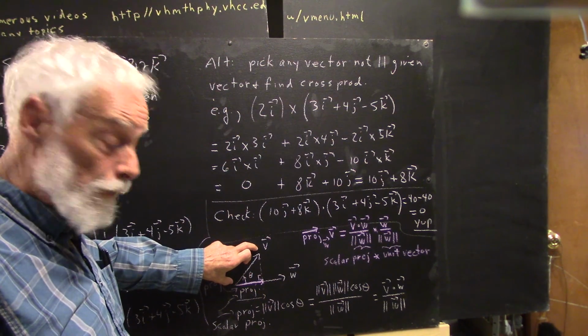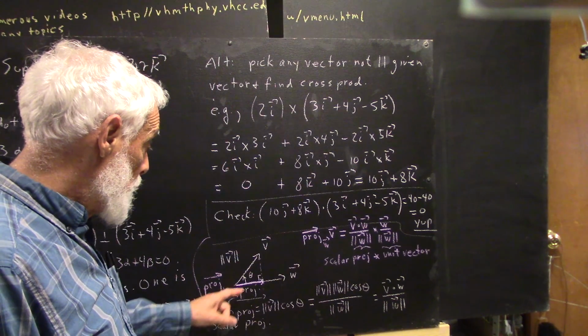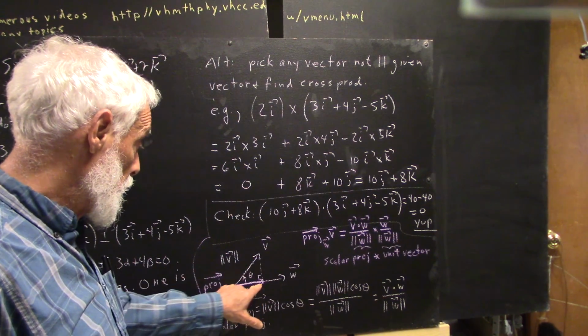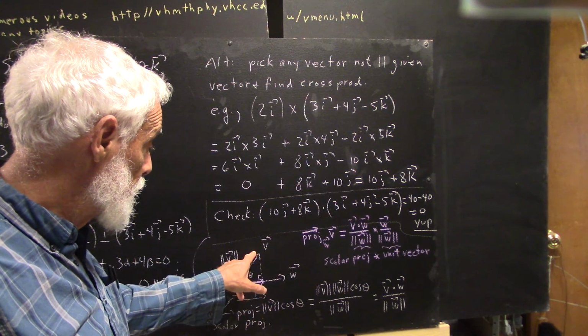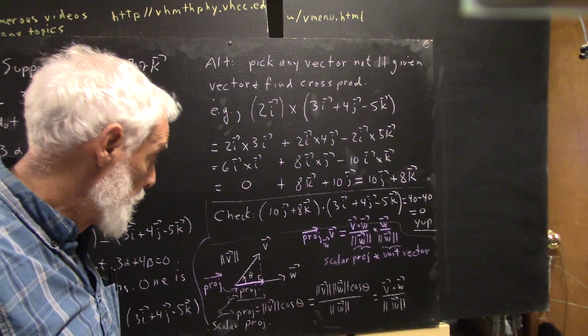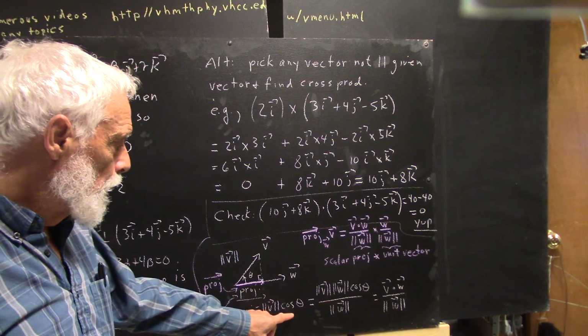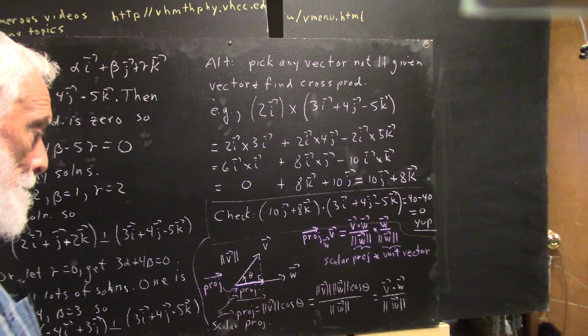Now, the scalar projection, if you look at this triangle, is clearly just the magnitude of v, which is the length of this vector, times the cosine of theta. So, in this right triangle, this side here is this side times the cosine of this angle. So the projection is magnitude of v multiplied by the cosine of theta.